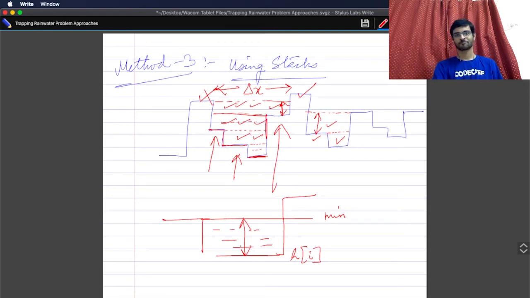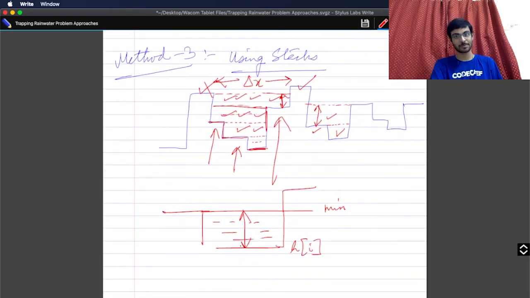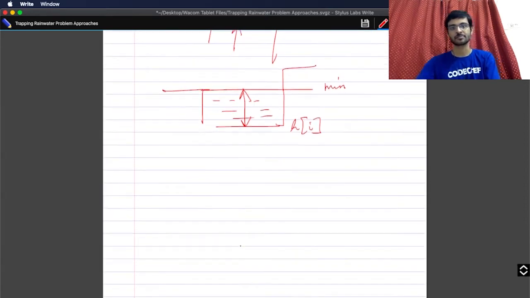Clear? So you can see how stacks are helping us. Why are stacks helping us? Let us try to understand what will happen. What is the stack going to maintain? The stack will maintain something like this.